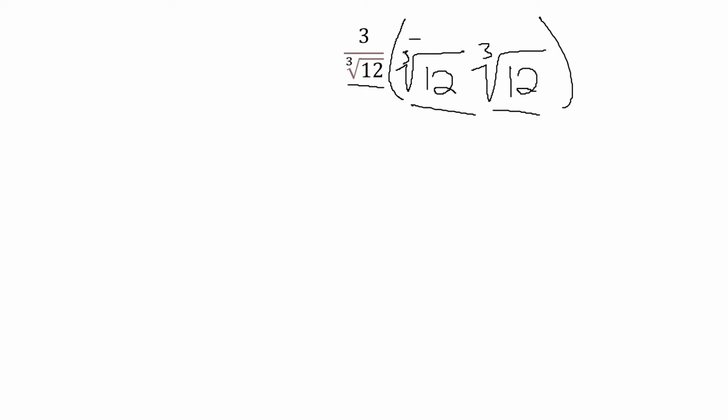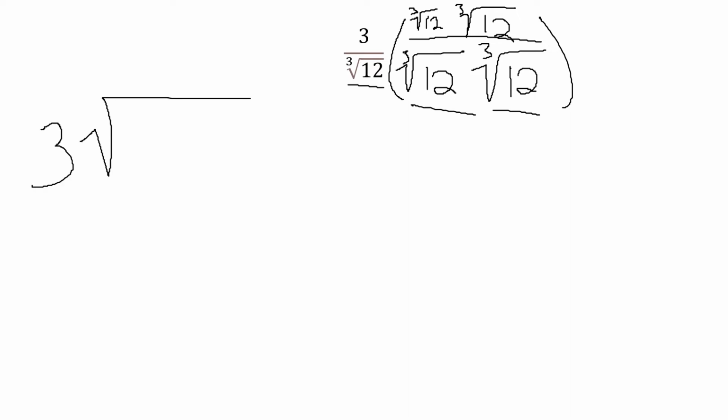And remember, whatever I do to the bottom, I'm going to write this real small, but I'm going to rewrite it. Whatever I do to the bottom, I do to the top. So pay attention, if it's a square root, I only need a total of 2. If it's a cubed root, I need a total of 3. So when I rewrite this, cubed root of 12 times the cubed root of 12 is the cubed root of 144.